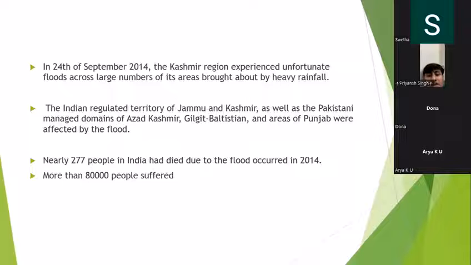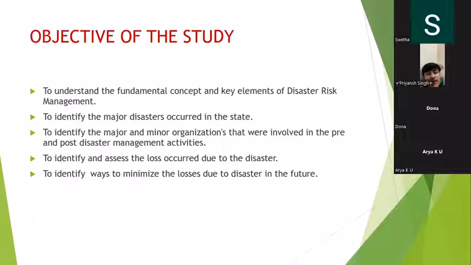On 24th September 2014, the Kashmir region experienced unfortunate floods across a large number of areas, brought on by heavy rainfall. As a result, the Indian-administered territory of Jammu and Kashmir and the Pakistani-administered Azad Kashmir, Baltistan, and areas of Punjab were affected by the flood. Nearly 277 people in India died due to this flood. More than 80,000 people suffered from this heavy flood.